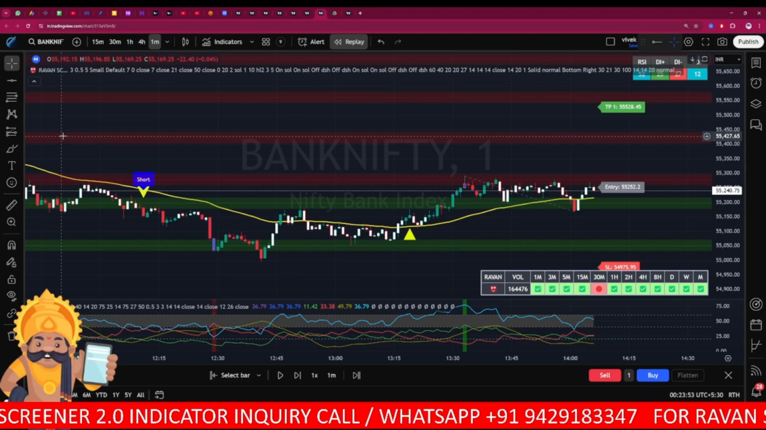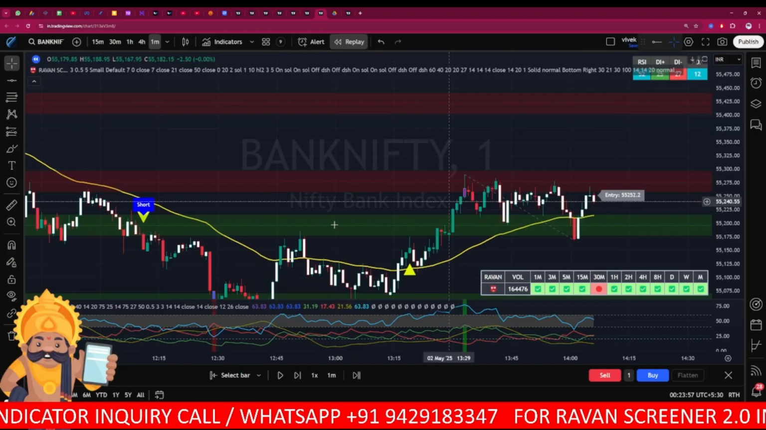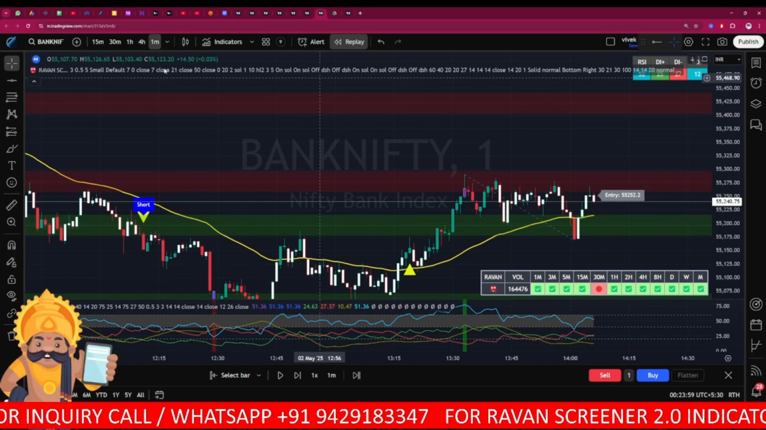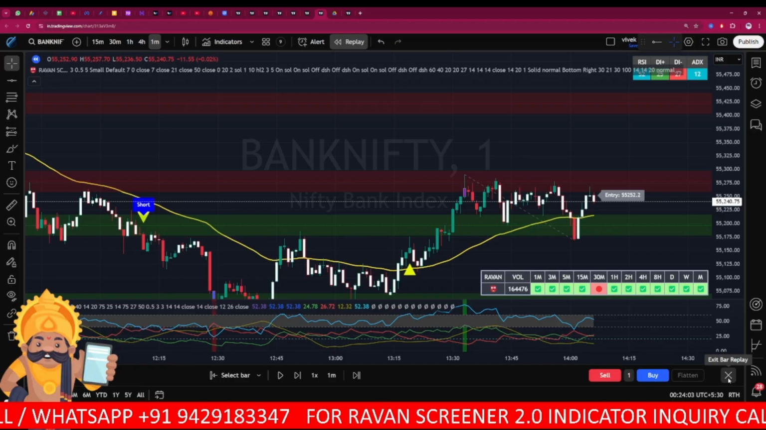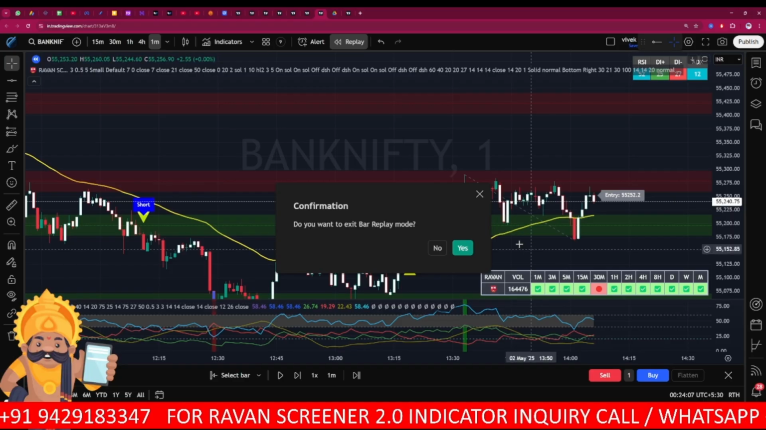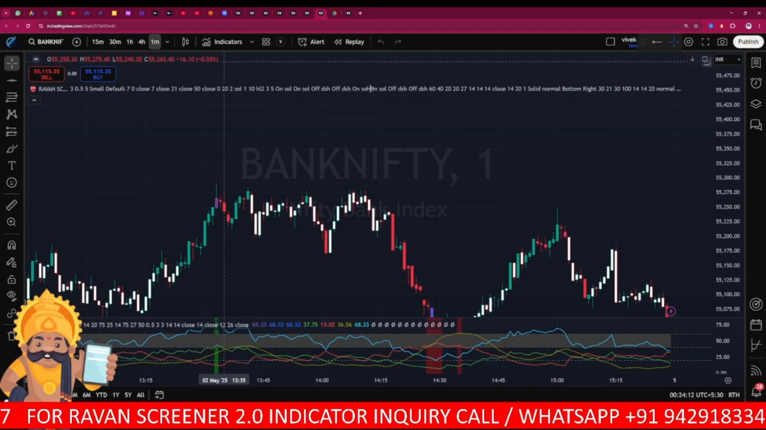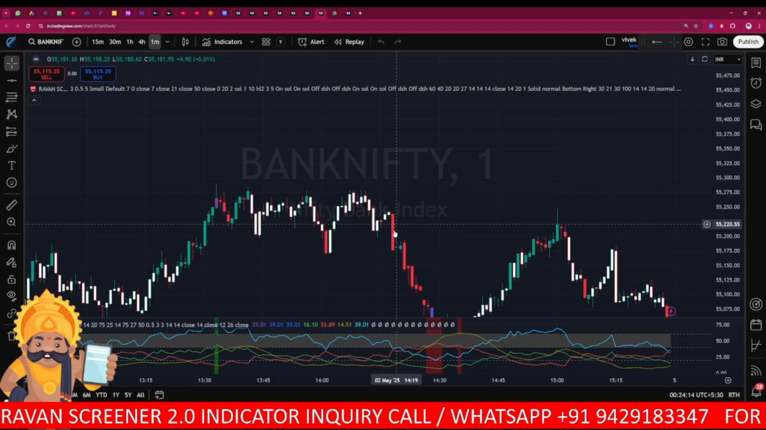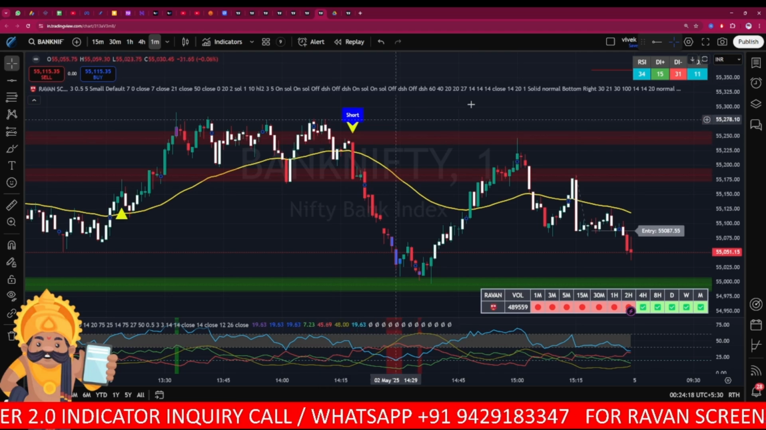It doesn't mean that it works only on index. It works on all the markets which are on TradingView. You can apply it on commodity, forex, crypto, even stock options. Everywhere you can use this indicator, even on international charts too. I've just removed this replay option, and the indicator will reload. So I hope this condition is understood.